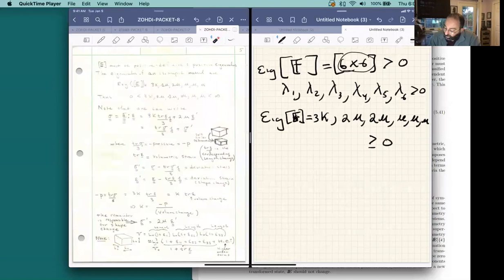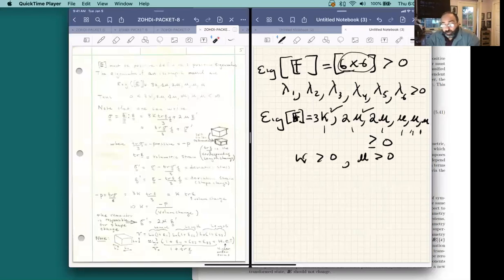What that means is that it immediately enforces that the bulk modulus and the shear modulus, since each one of these 6 quantities has to be greater than 0, because they're all eigenvalues, it turns out that kappa must be greater than 0, and so must mu. So the implication of this is extremely important. What that forces is that the bulk modulus and shear modulus of the material must always be greater than 0 or positive.